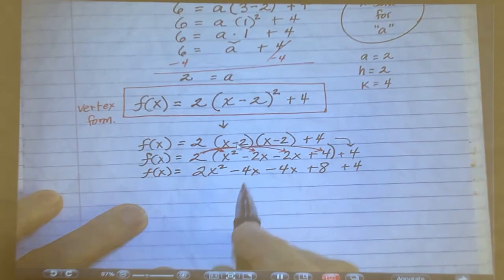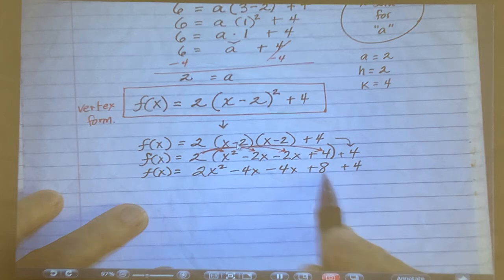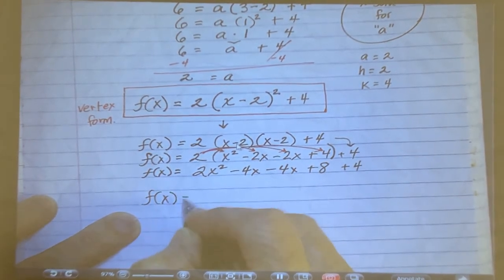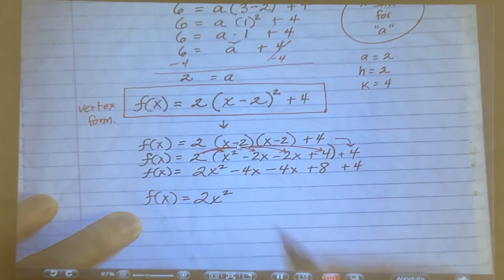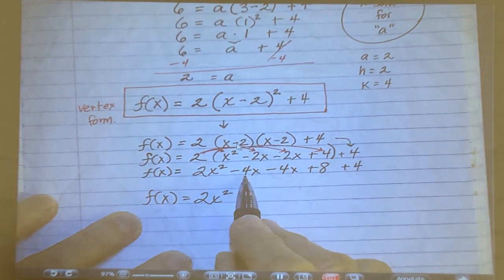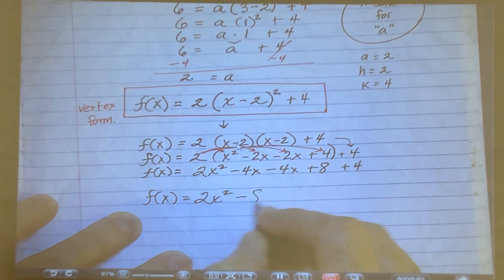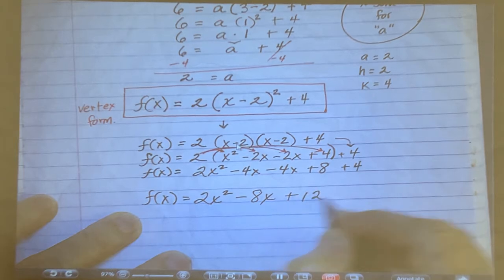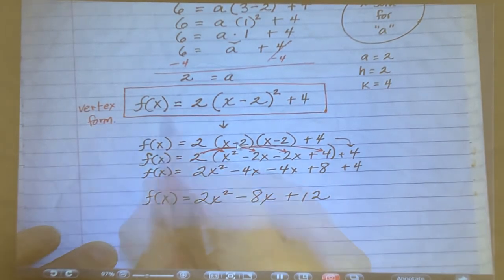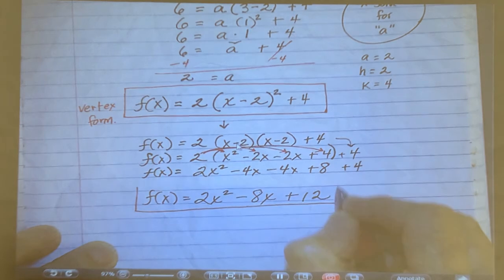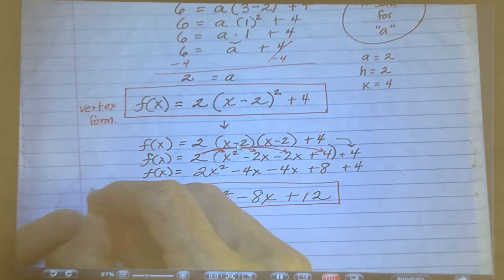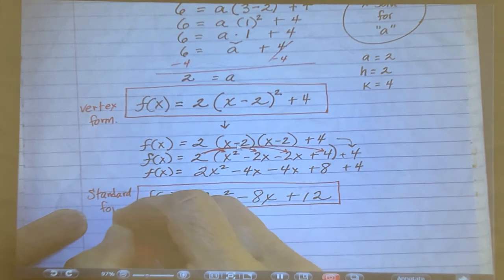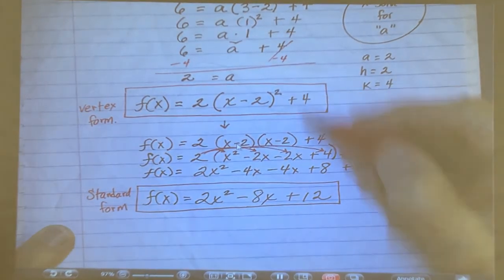Now all I'm left to do is combine these like terms here and here. So f of x equals 2x squared. It's the only one of its type. That's the only x squared there is. But a negative 4x and a negative 4x would make a negative 8x. And a positive 8 and a positive 4 would combine to make a positive 12. So there is the very same answer, but in standard form. Vertex form and standard form.